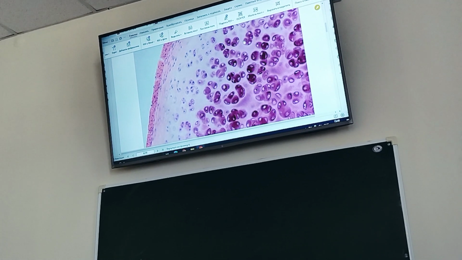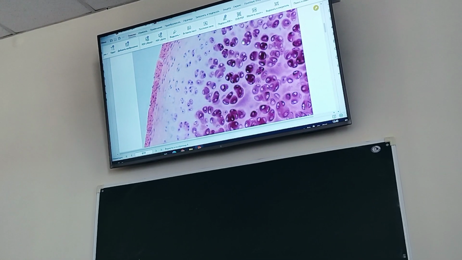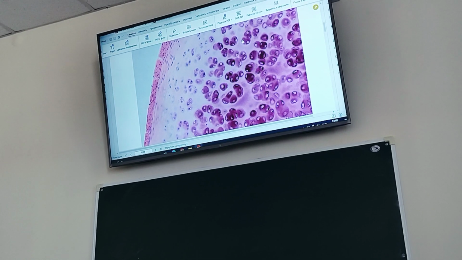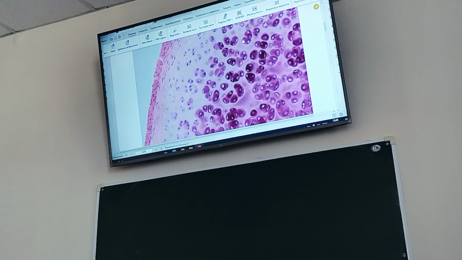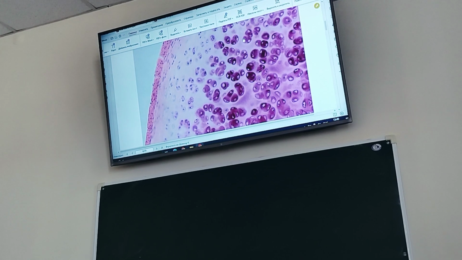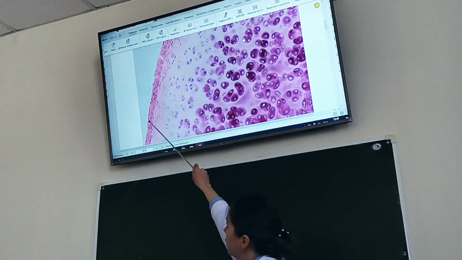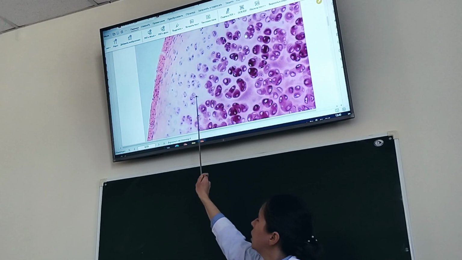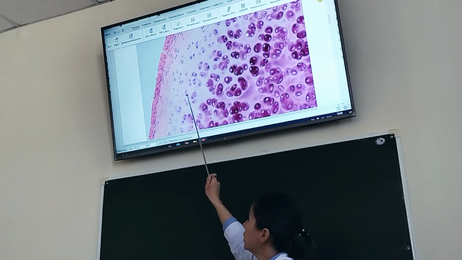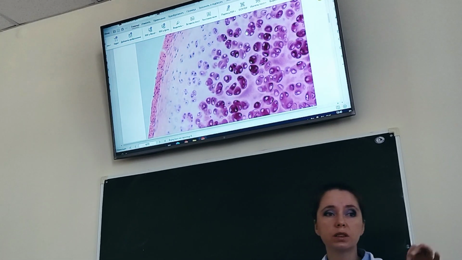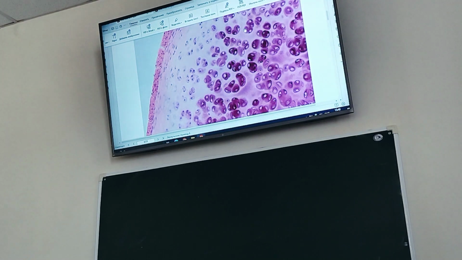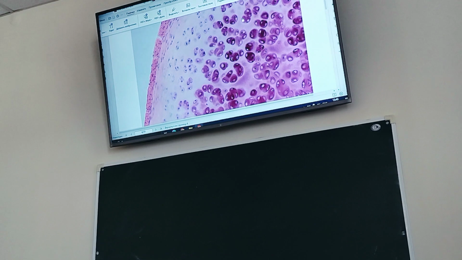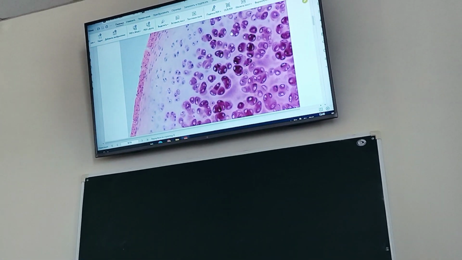Interterritorial matrix, transparent. Also a feature of hyaline cartilage, transparency. Yes, then this will be enough, but you can complete your explanation. On the periphery, I can observe perichondrium, and I can clearly see the two zones: young cartilage and mature cartilage. Young cartilage contains only single, separated chondrocytes, not arranged as groups. This will be enough for the description.